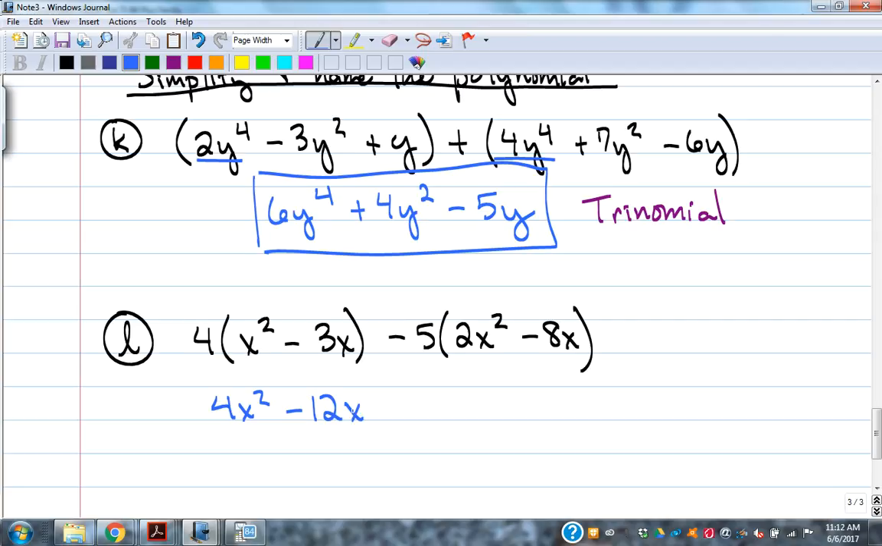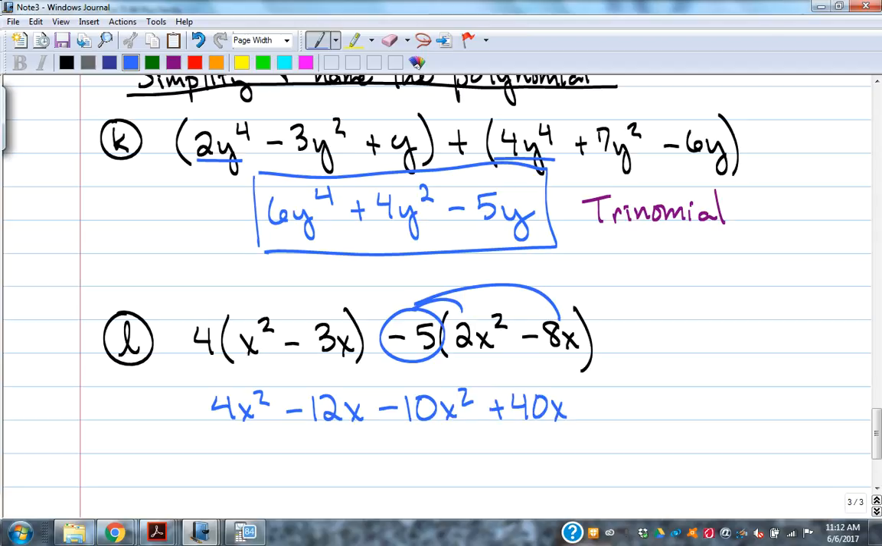And then she said distribute the negative 5. That's absolutely correct. Make sure when you're distributing here that you take the sign with it. So it's a minus 5, so you're going to distribute as a negative 5. If it were a plus, you would distribute a positive. So make sure of that when you're doing your distributive property. So I'm distributing negative 5 to both of those. So that'd be negative 10x squared. Negative times negative is positive 40x.